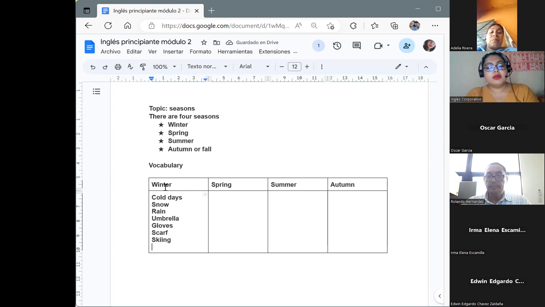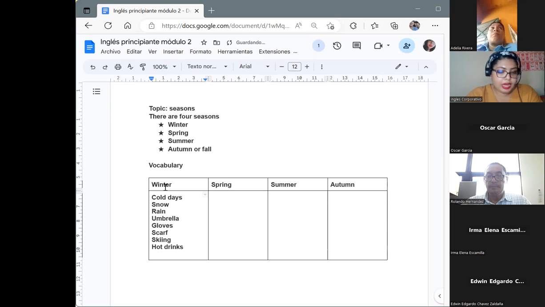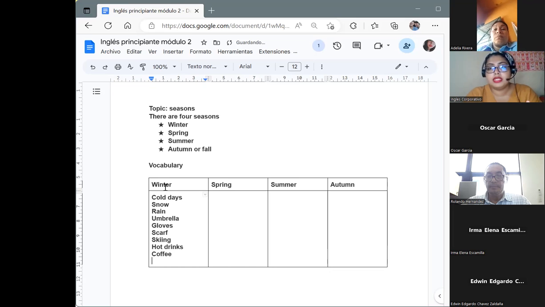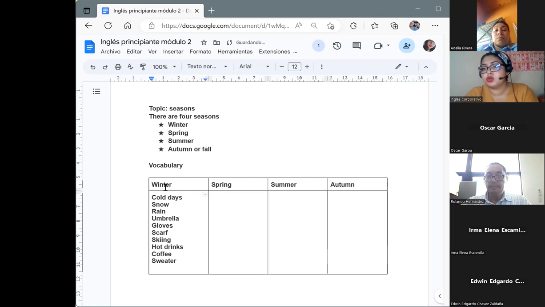Then, we also, when we are in winter, we think about hot drinks. Pensamos en bebidas calientes, like a cup of tea, a cup of coffee, a cup of hot chocolate, something like that. Then we have in this place, coffee. That is one of the most important things when we are like having this kind of cold days. Then we have a sweater. Esto sí es como algo común acá, que utilicemos nuestros suéteres para el frío o para la época un poco más fría, ¿verdad?